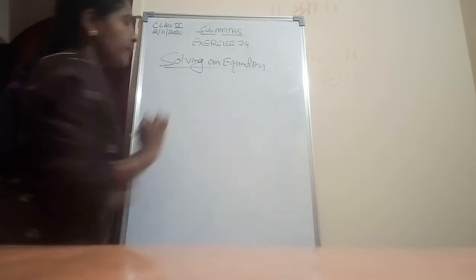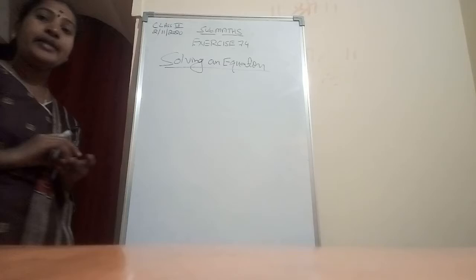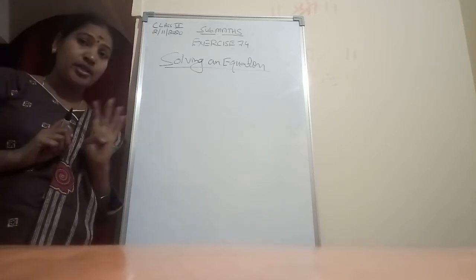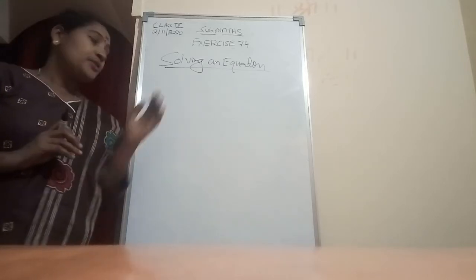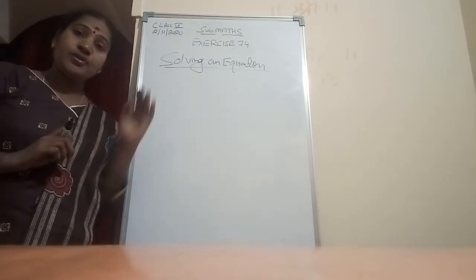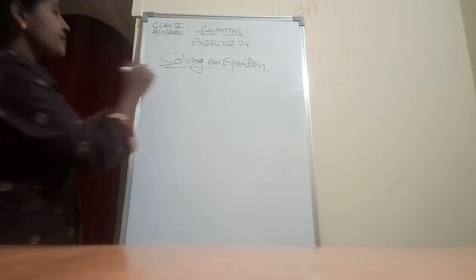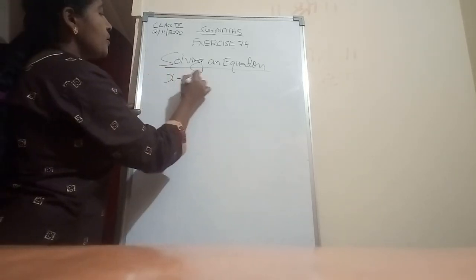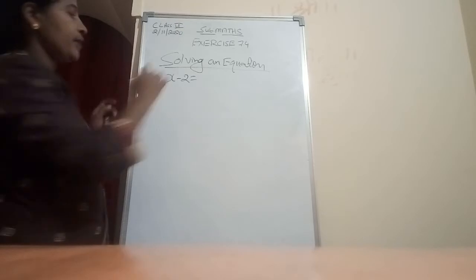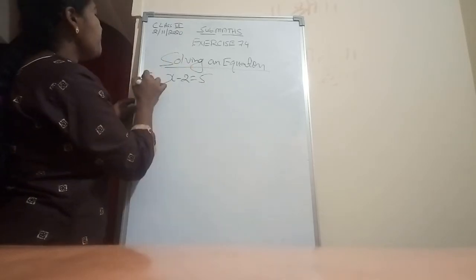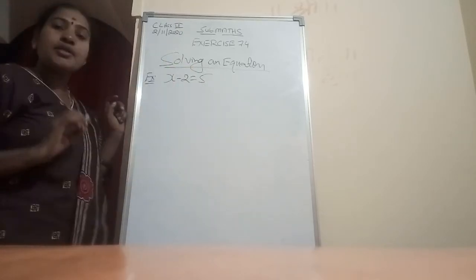Children, you can open your textbook, page number 159. 4 rules they have given. How many rules? 4 rules. So let me explain all the 4 rules step by step with an example. I will consider an example: x minus 2 is equal to 5.